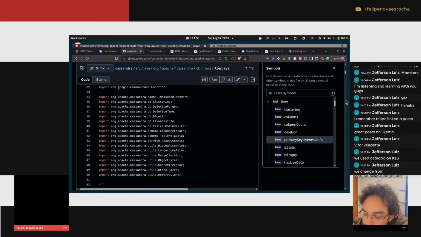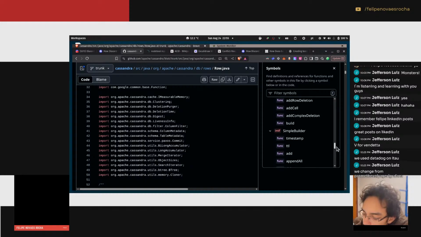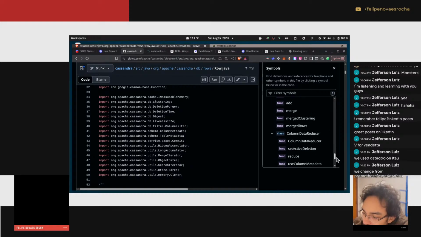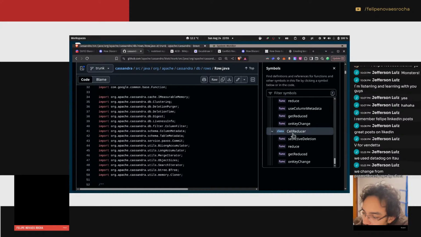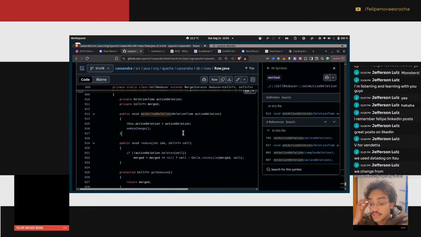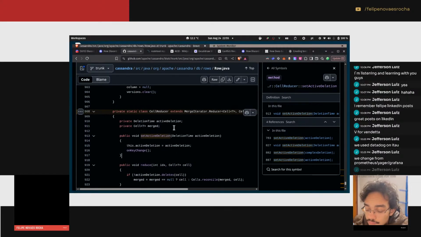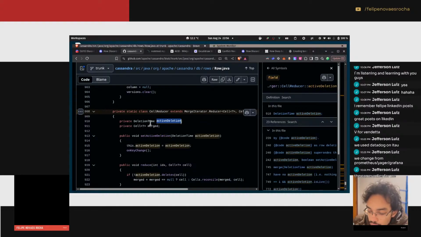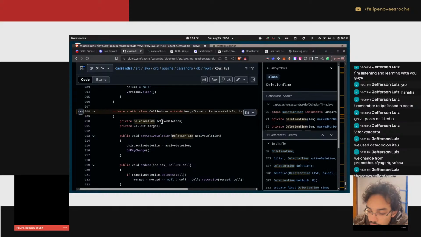I think that's the signing, to end life. They have a cell reducer. That's so funny. What does that do? I don't know. It's an iterator to do for. They have like a cell inside. They have active deletion. I think that could be the tombstone here.